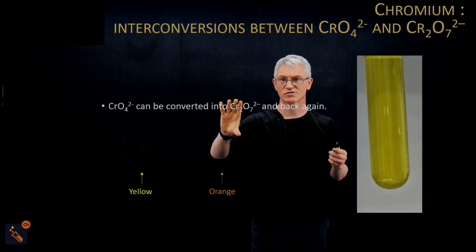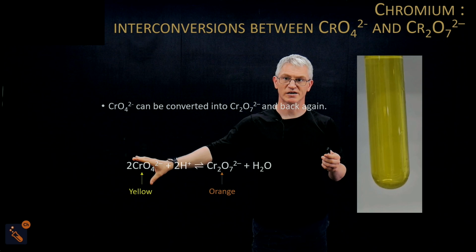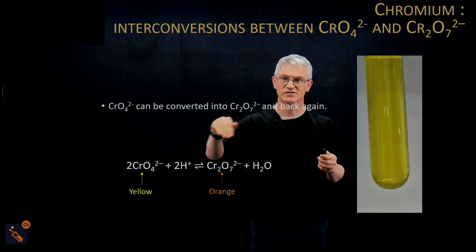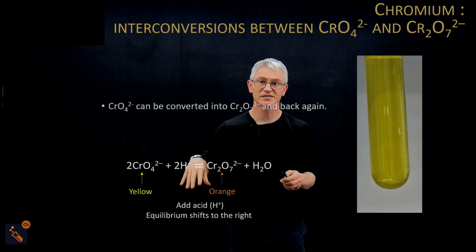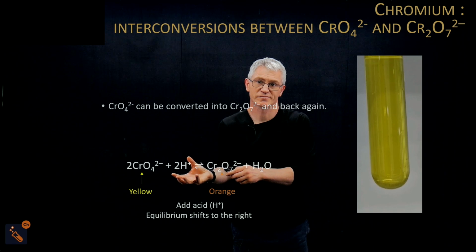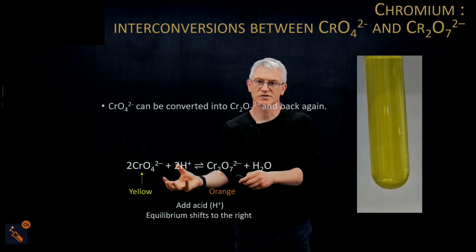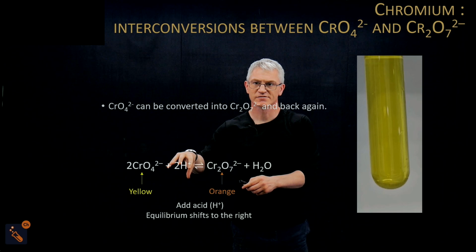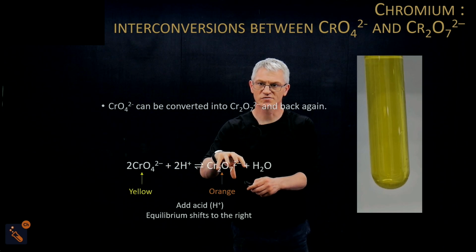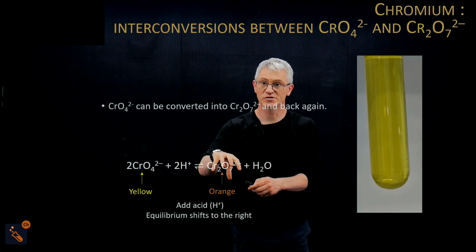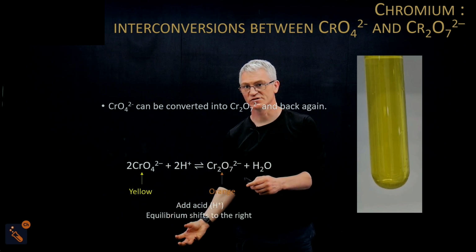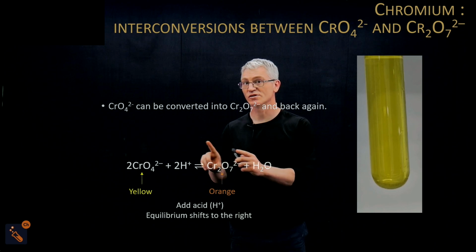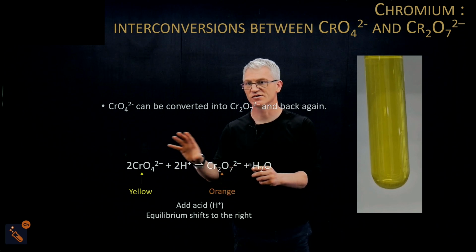So I started with the orange, okay, and I went to the yellow. Okay, but you can do that by adding acid or adding alkali. Okay, so if you add acid, the equilibrium shifts to the right. Okay, so if I add acid here, the equilibrium will shift to the right, okay, and it will go orange. If I add alkali, it will remove the hydrogen ions, which means the system will want to go to the left and replace the hydrogen ions, and it will go back to yellow.